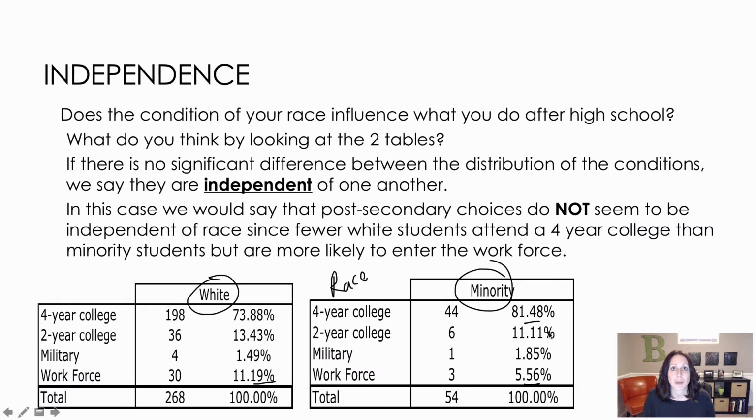Now, we don't expect them to be exactly the same, but there's a pretty significant difference between the percent of white and minority students that go to four-year colleges and the percent of white and minority students that go straight into the workforce. So those are two kind of big differences. And so I would say that these are not independent, because looking at them, I can see that there's a difference in, based on race, what the post-secondary choices are.